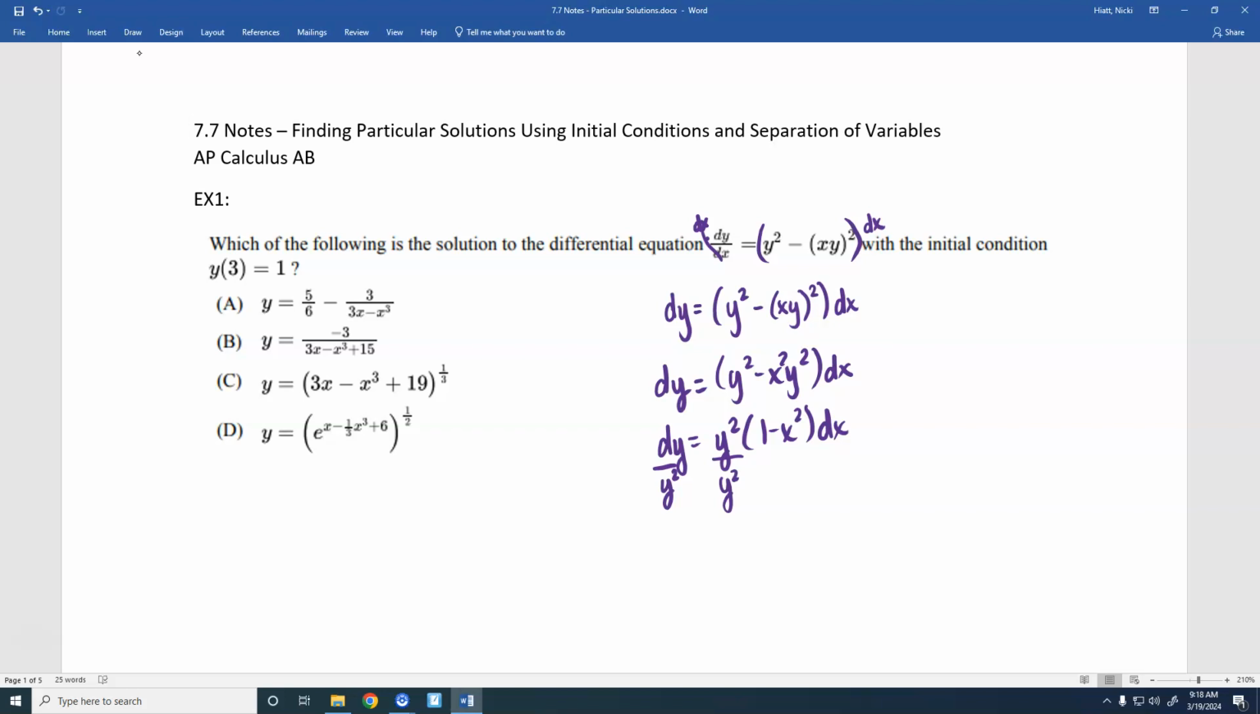So I could write this as dy over y squared, but if I'm getting ready to integrate, what would be easier than having that y squared in the bottom? I could do 1 over y squared. There's something even easier. Let's do negative exponents on that. Okay, here.